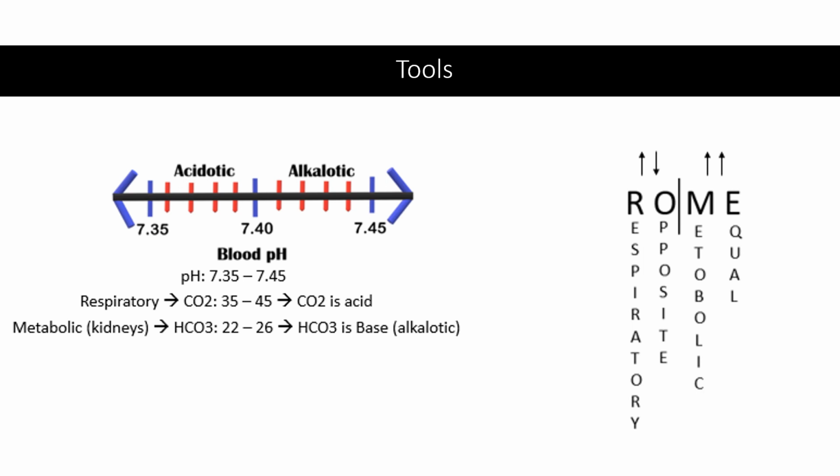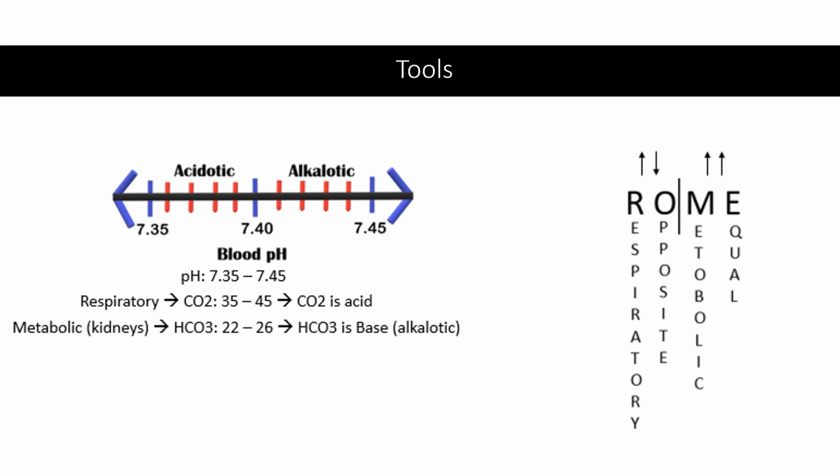So we have our respiratory value, which is our CO2. You might see PaCO2. Your CO2 is the acid, so the more CO2 we have, the more acid is in the body. 35 to 45 is a normal value, so greater than 45, we're thinking more acid.